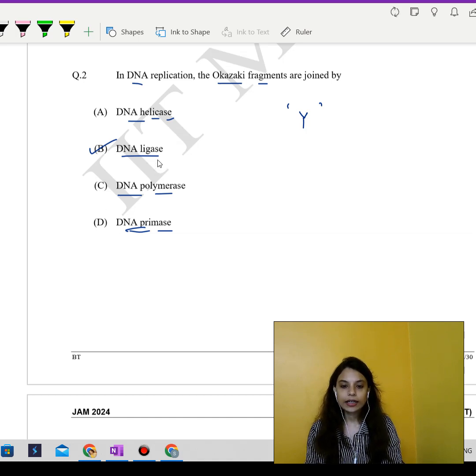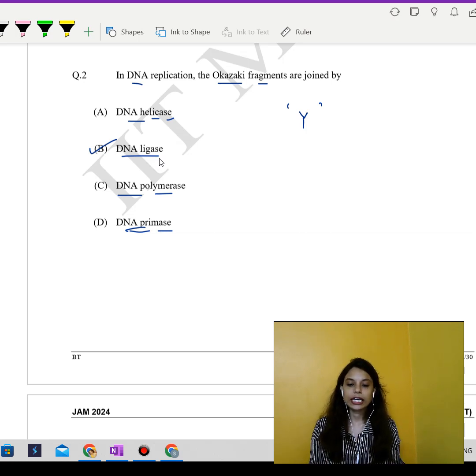Last is DNA ligase, our correct answer, which is specifically responsible for sealing those gaps, ensuring the integrity of the newly replicated DNA molecule.